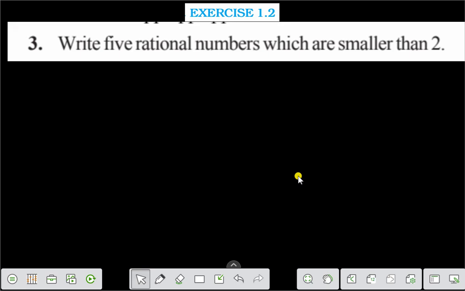Hello everyone. Today we shall discuss exercise 1.2 question number 3. Write 5 rational numbers which are smaller than 2. Let us write.